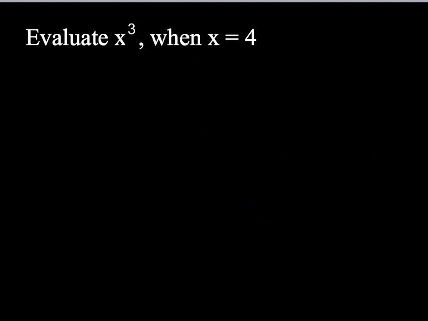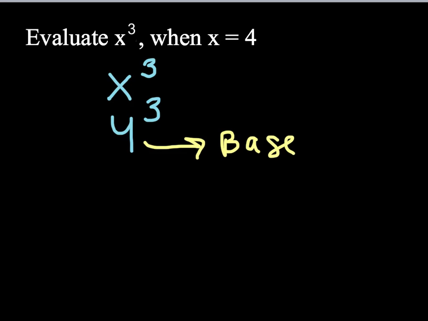Let's try one more example with expression and exponents. Evaluate x cubed when x equals 4. We substitute 4 in for x, and now x cubed becomes 4 to the third. The big number, the 4, is the base of the exponent, and the small 3 is called the exponent. So the 3 is the exponent.